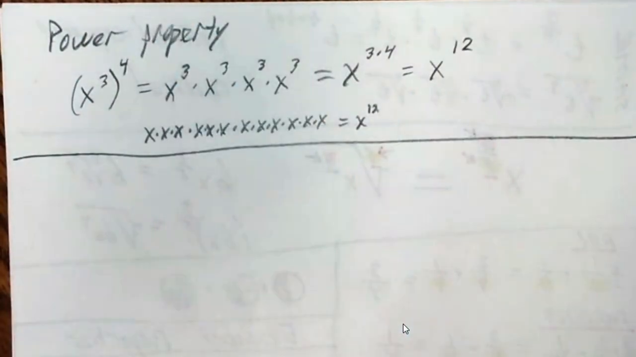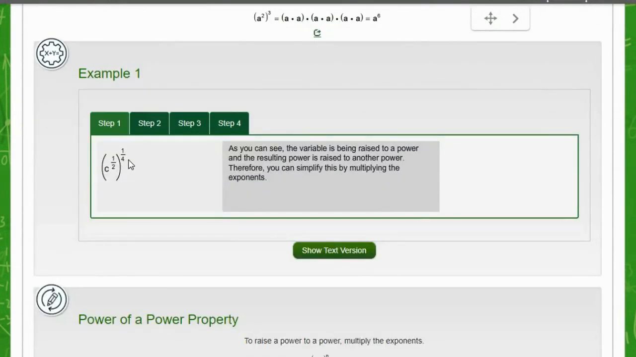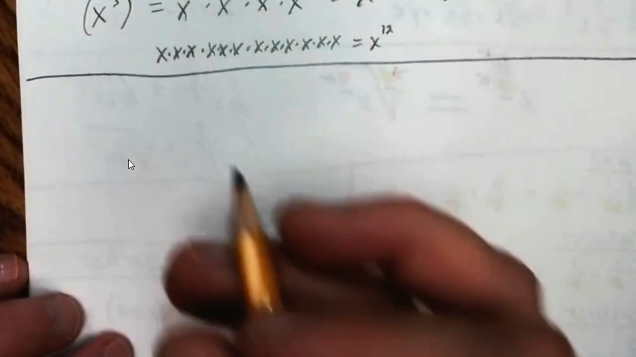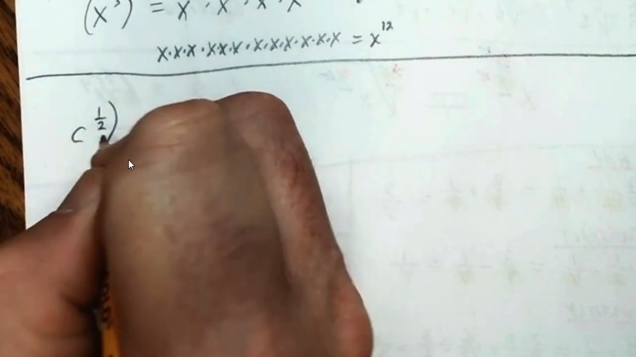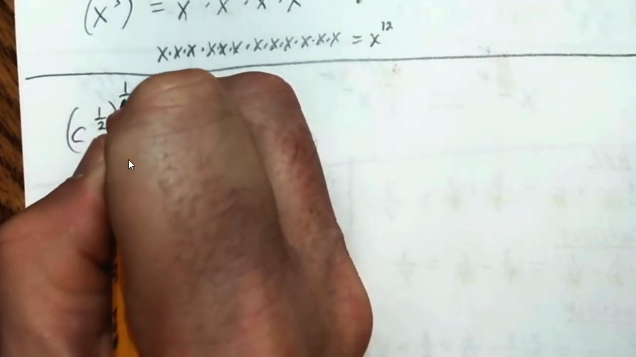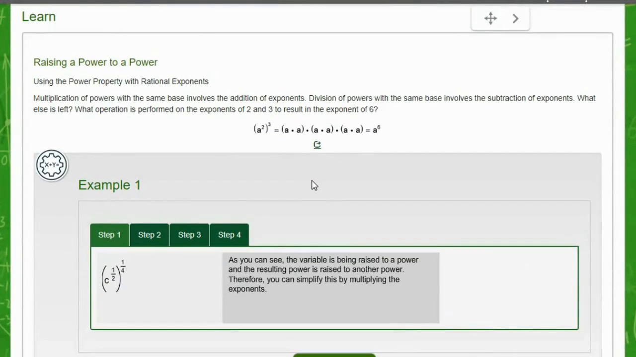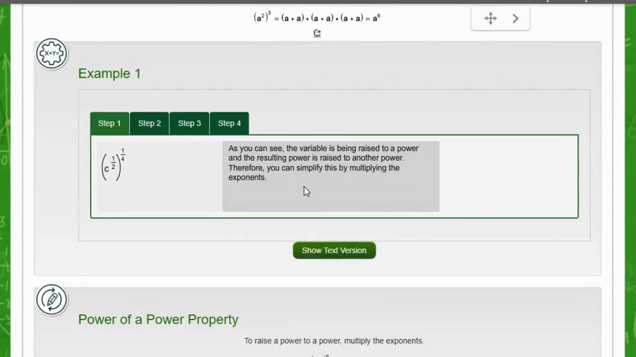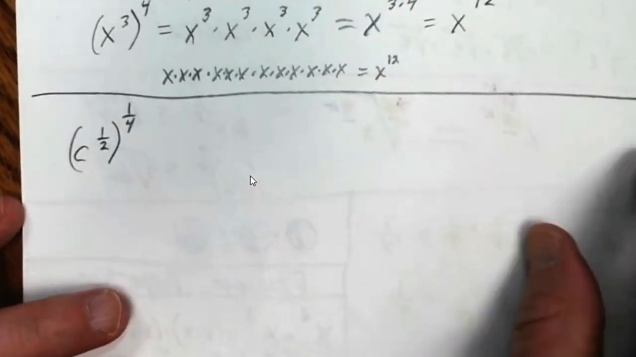So let's see what kind of sample problem they give us for this. We have c to the 1/2 power raised to the 1/4 power. And how do they want the answer? They don't tell us. Okay. Well, we'll just wing it on our own. We'll put it in both ways just so we know.